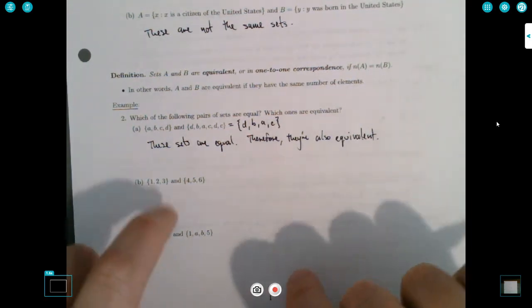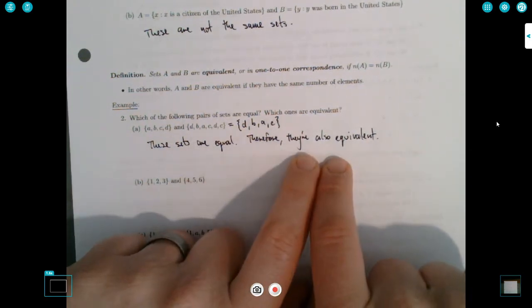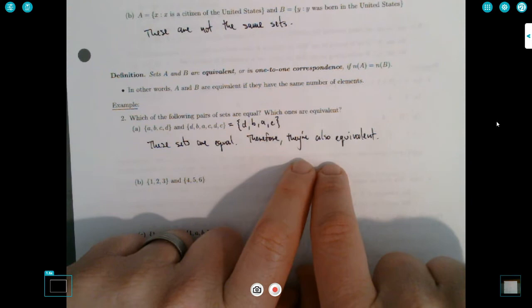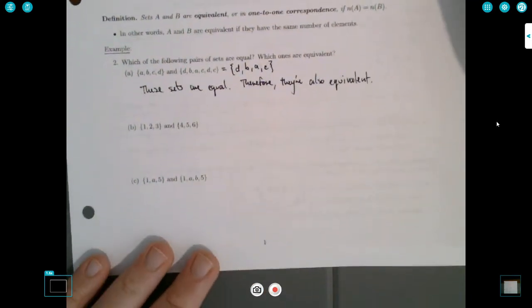The other way around doesn't work, though. So in logic speak, we would say, if the sets are equal, then they're equivalent. But it's not true that if 2 sets are equivalent, then they're equal. And part B is a good example of that.